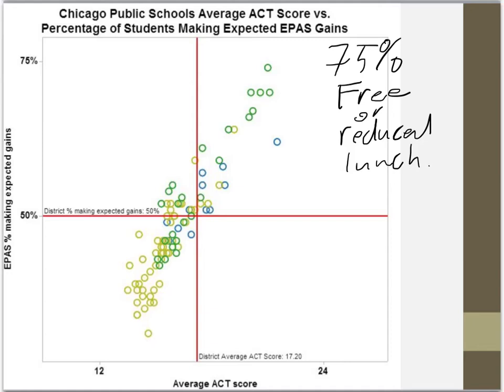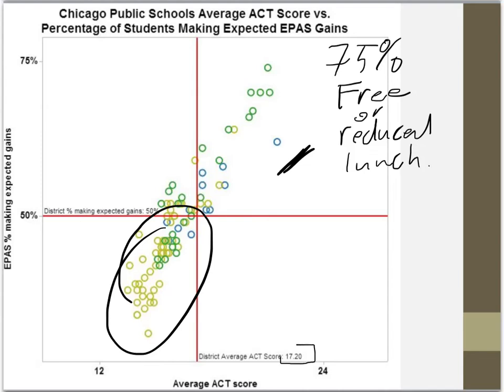So again, there's a wide range of schools. There's selective enrollment schools that are still serving a large number of poor students, but there's still a very large cluster down here of schools. All right. We lost some schools over here, but there's still a very large cluster of schools that are performing well below the Chicago public school average. And notice that the average ACT is only a 17 for Chicago public schools. That huge chunk is serving below the average.